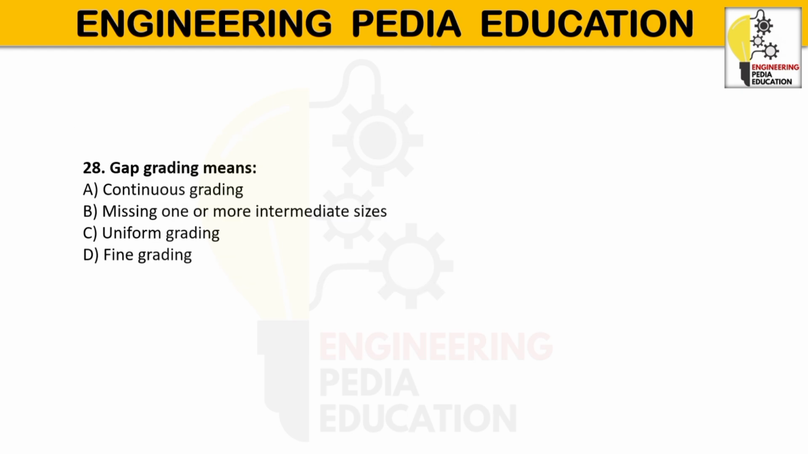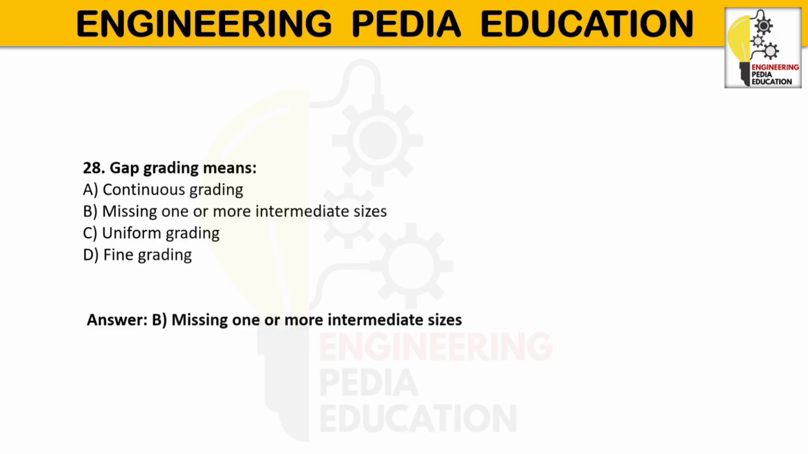What is gap grading? The options are continuous grading, missing one or more intermediate sizes, uniform grading, or fine grading. The correct option is missing one or more intermediate sizes. Gap grading is a type of aggregate grading in which one or more intermediate particle sizes are missing or poorly represented in the overall size distribution. It contains coarse particles and fine particles but lacks medium size particles. It creates a gap in the grading curve, not a continuous well graded distribution.